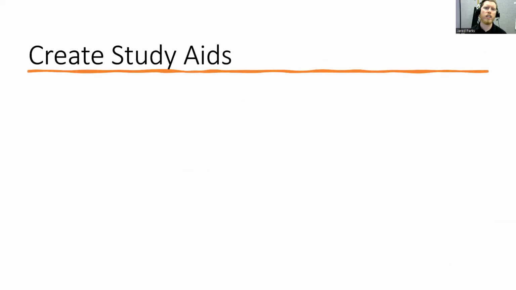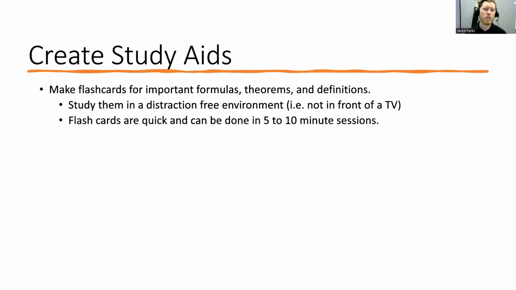Study aids. All right. So flashcards. Make flashcards for important formulas, theorems, and definitions. Flashcards are really good if you have to memorize something. If you have to memorize a formula, like the Pythagorean theorem, a squared plus b squared equals c squared. If you have to do definitions, what is a hypotenuse?